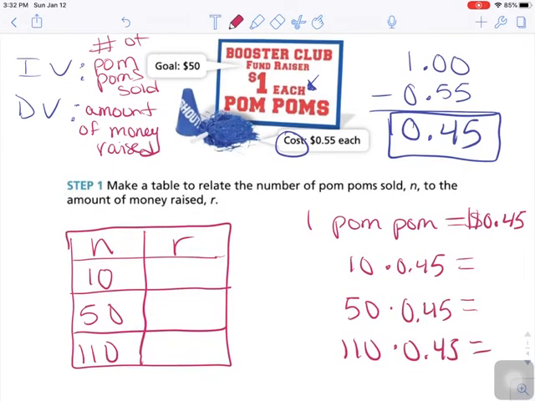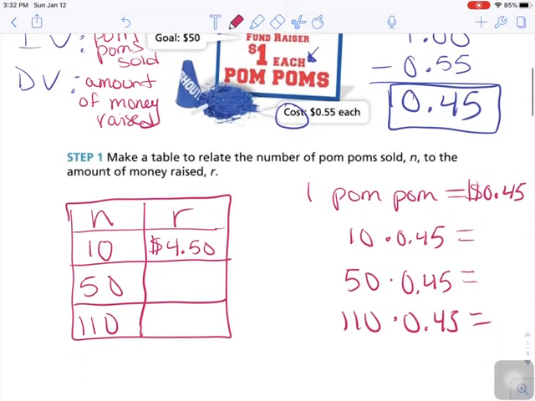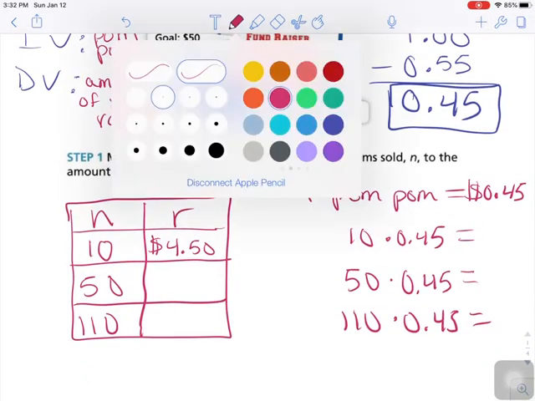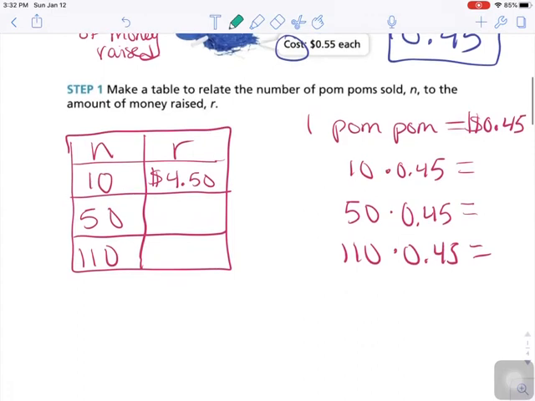So let's say that we sold 10 pom-poms. How much money would we have raised if we sold 10 pom-poms? So we would have made $4.50 there. And just as a reminder, if you guys did not get that one right, when we're multiplying, we do not line up the decimal. So we would set this up as 0.45 times 10. So you only line up the decimal when you're adding or subtracting.